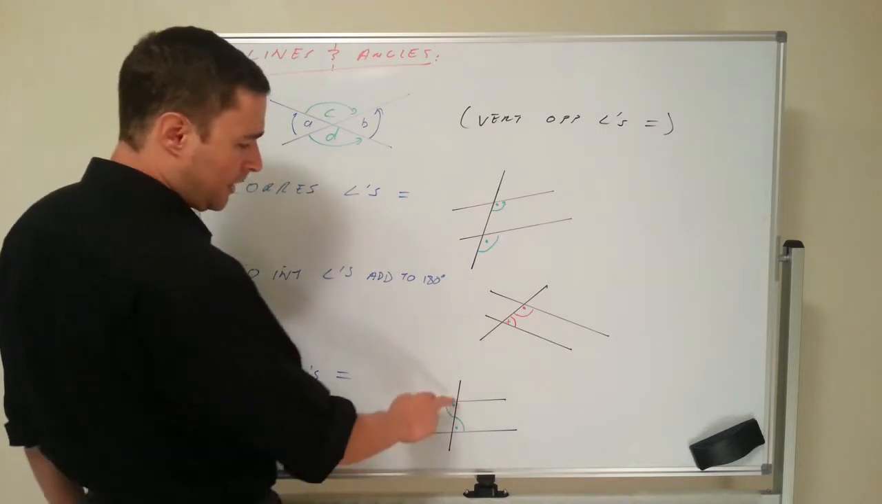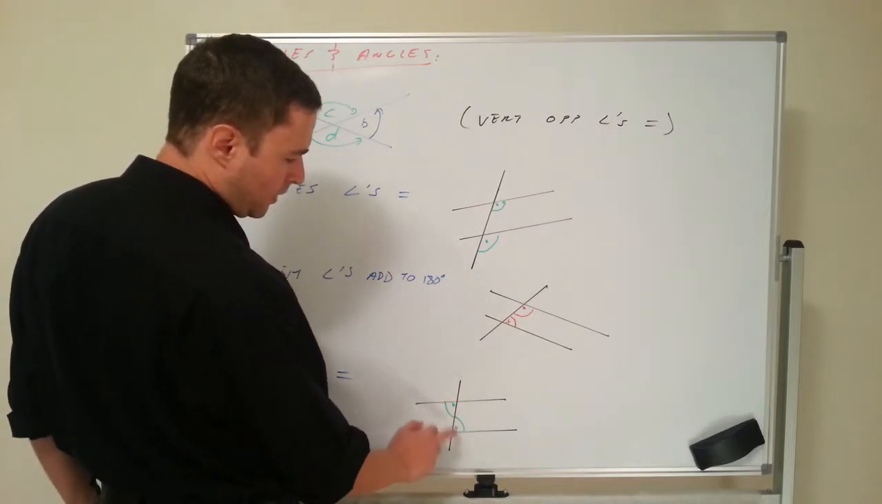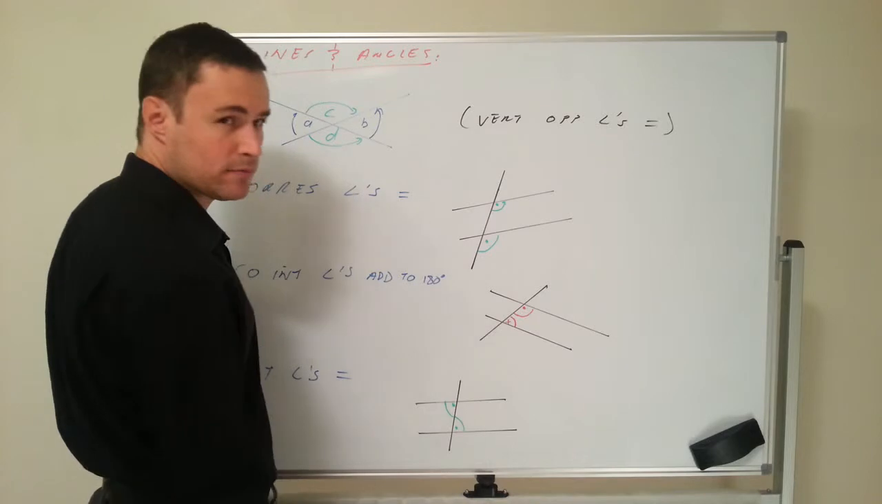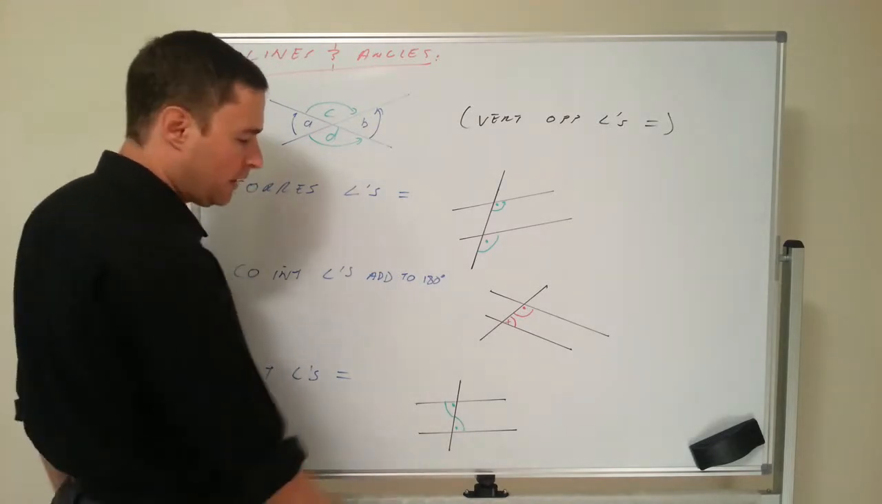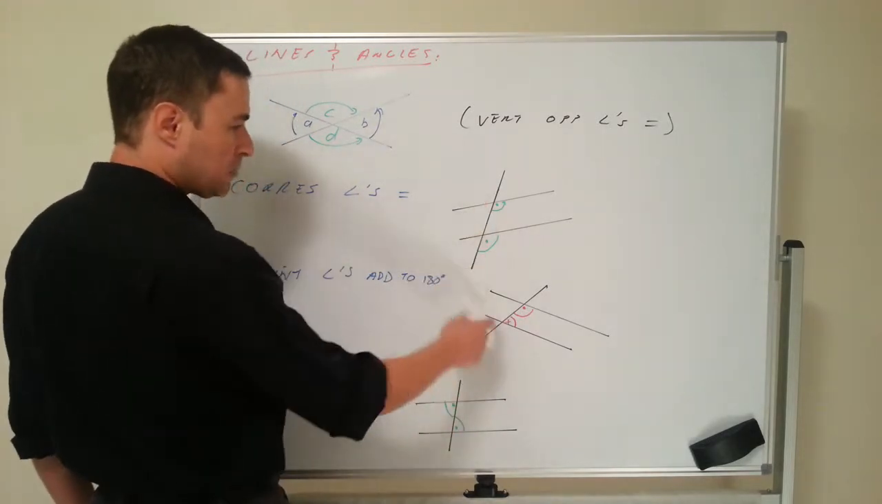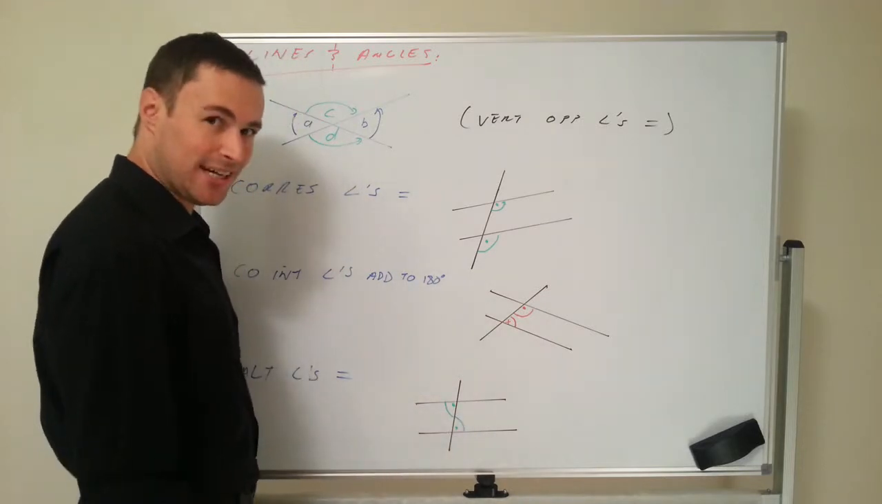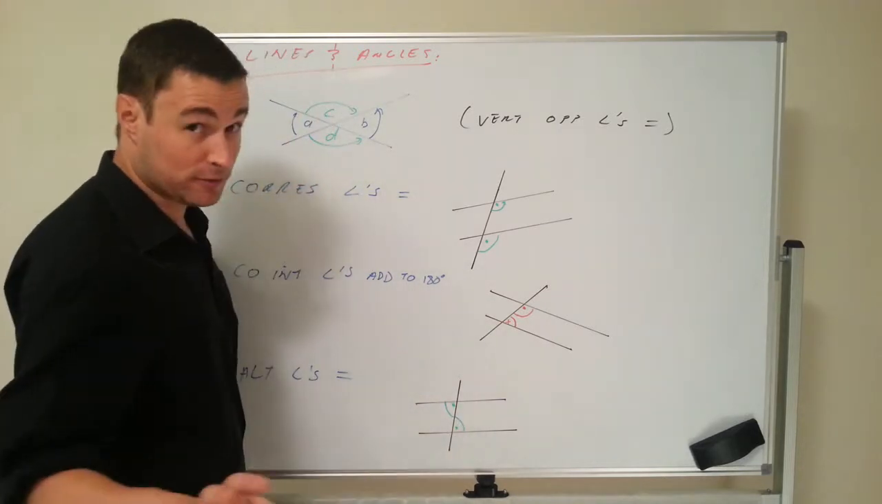You can also get alternate exterior angles, that one and that one. But I don't like to jump across between them. I like to stick between them and then use corresponding or vertically opposite to get outside of the lines. It's just my personal preference.